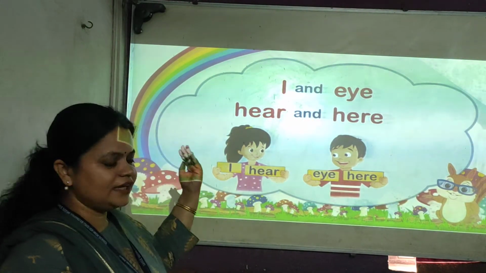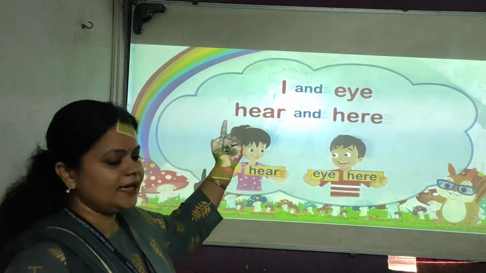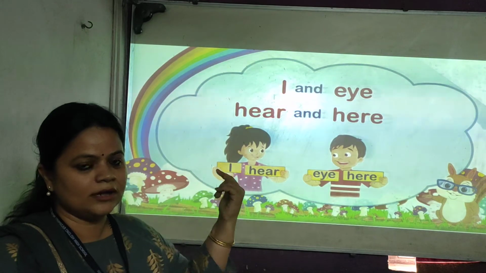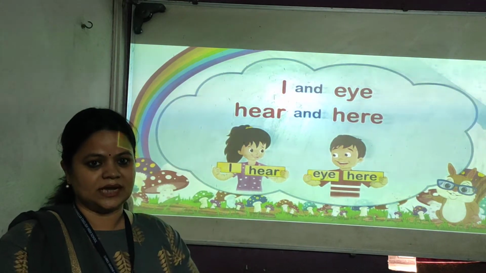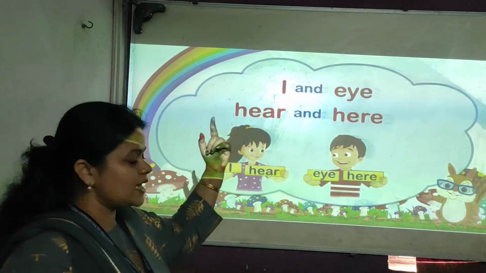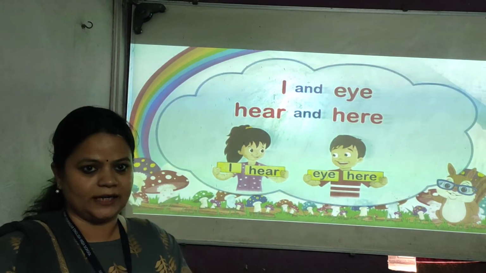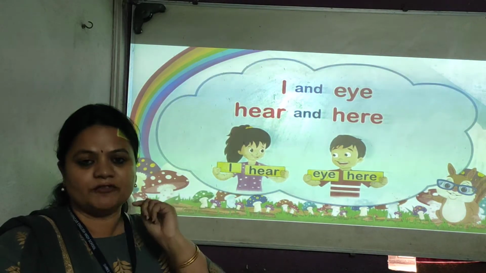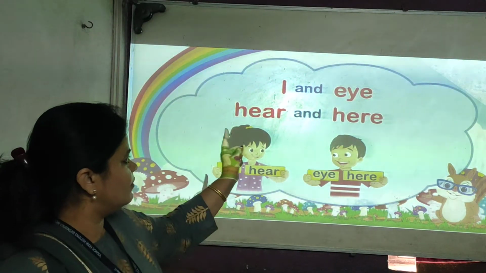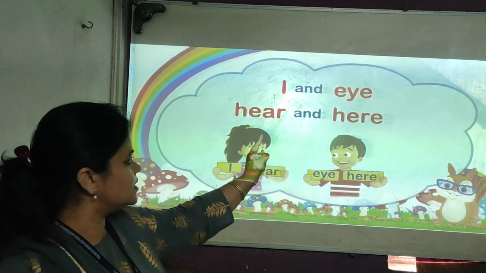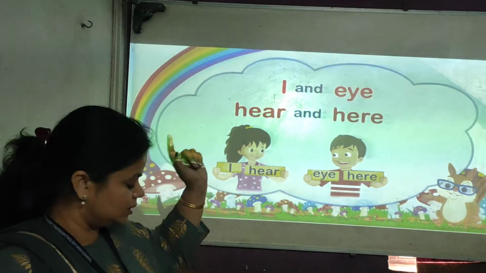When you read the words I and eye, in the first one, "I" means you are telling something about yourself. I am a girl. I am 6 years old. Whereas "eye", E-Y-E, is a part of your body. So when you read both the words, they sound the same. But when you see both the words, they have different meanings and the spellings are also different.